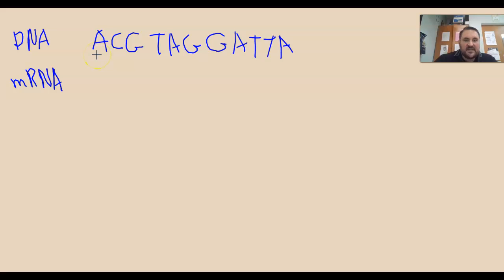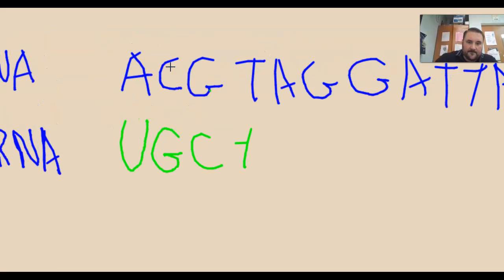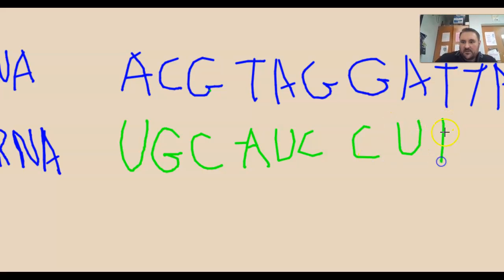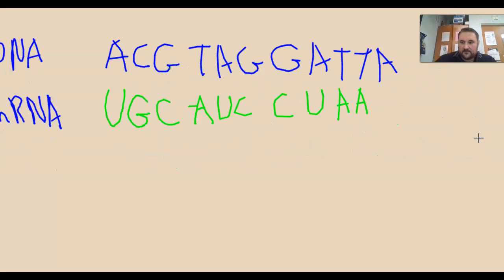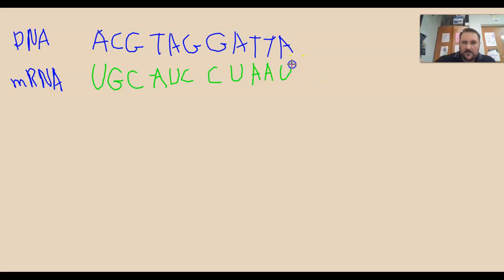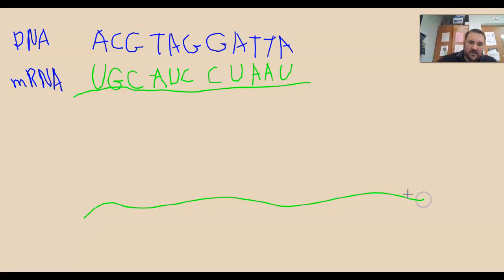So A in T, there's no T in RNA, so this would be U, G, C, A, U, C, C, U, A, U. And then this would actually be in a strand. Now this strand of mRNA will travel out to the ribosome.